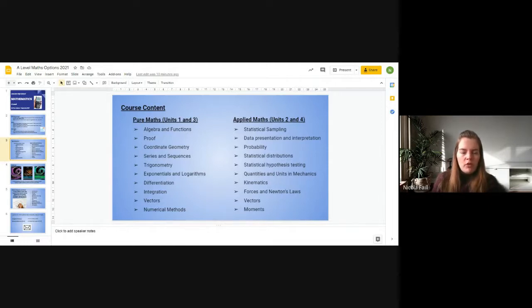trigonometry, you'll obviously have come across in GCSE maths. Okay, you build on that trigonometry knowledge. Possibly some new topics here. Exponentials and logarithms, you may have heard of, some of these may be new to you.